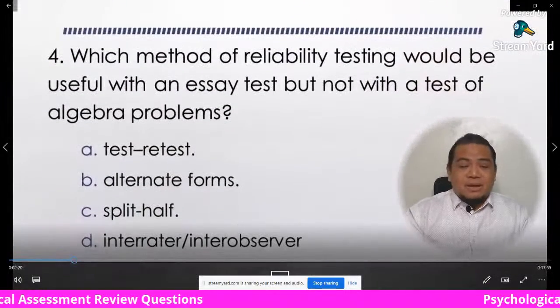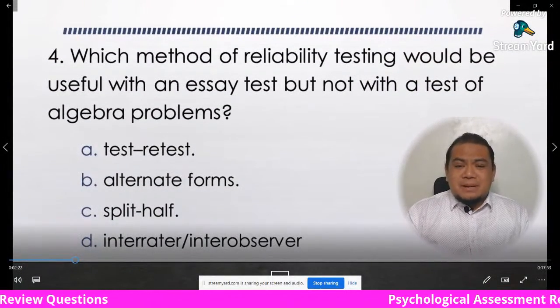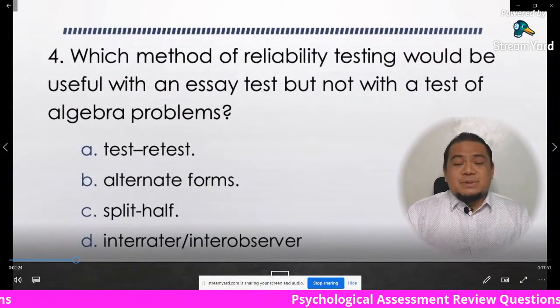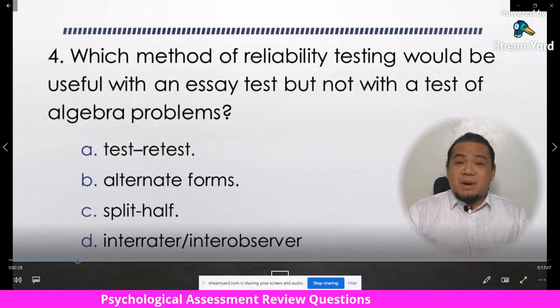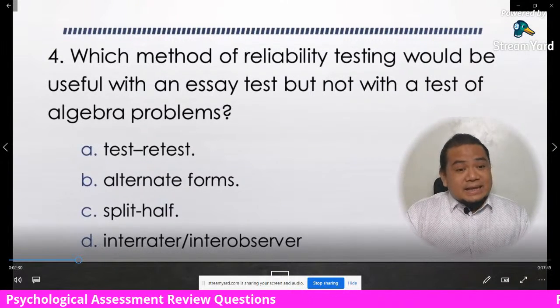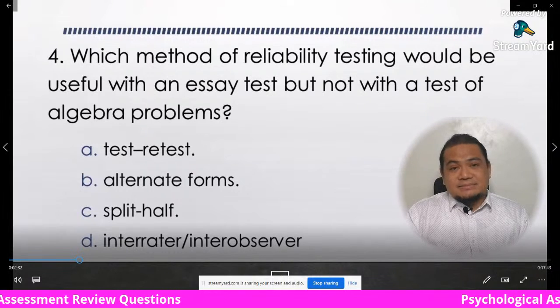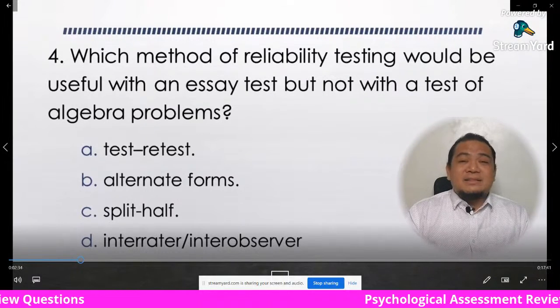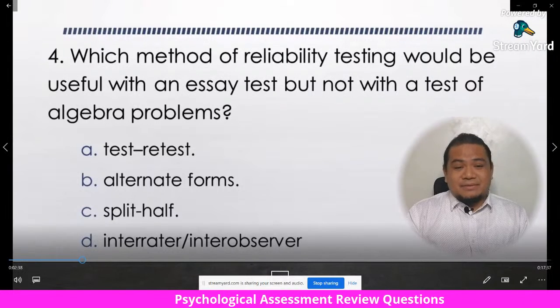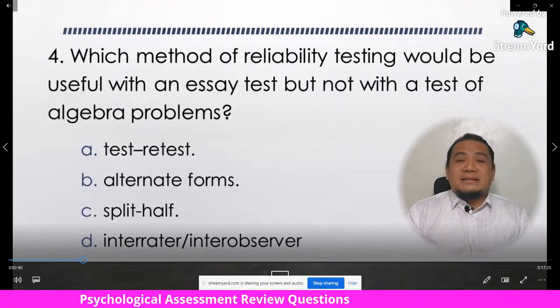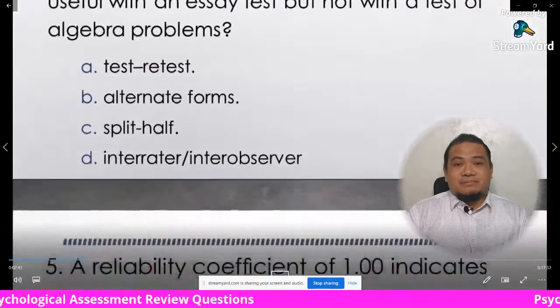Number 4. Which method of reliability testing would be useful with an essay test but not with a test of algebra problems? Letter A, test-retest. Letter B, alternate forms. Letter C, split half. Or letter D, inter-rater or inter-observer.